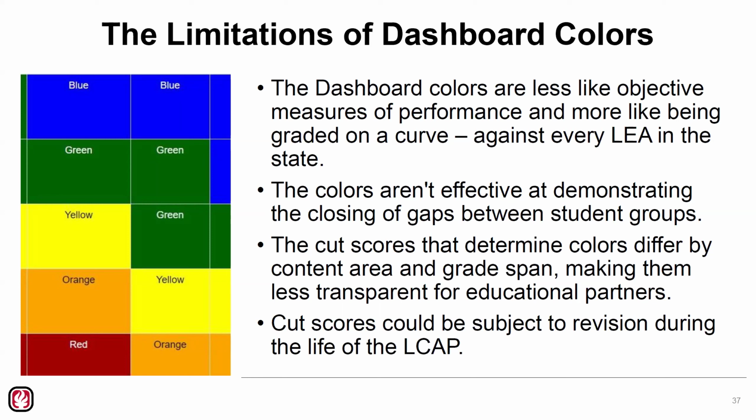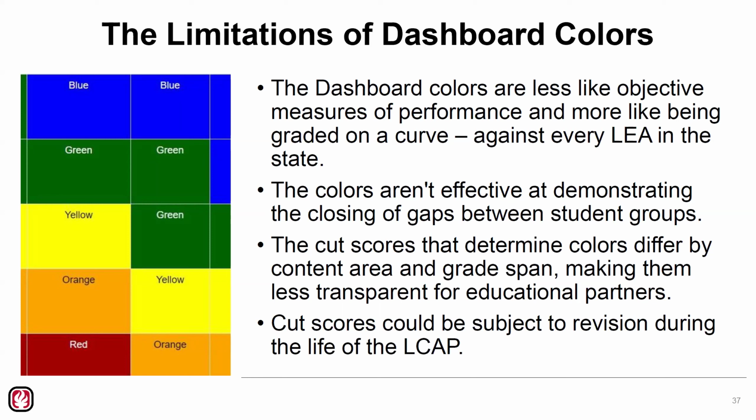Additionally, performance colors aren't really an effective way of demonstrating whether an LEA is closing achievement gaps. The colors are sensitive really to just one-year changes in performance for individual student groups, but they aren't particularly effective at reflecting longer term closure of gaps between groups.